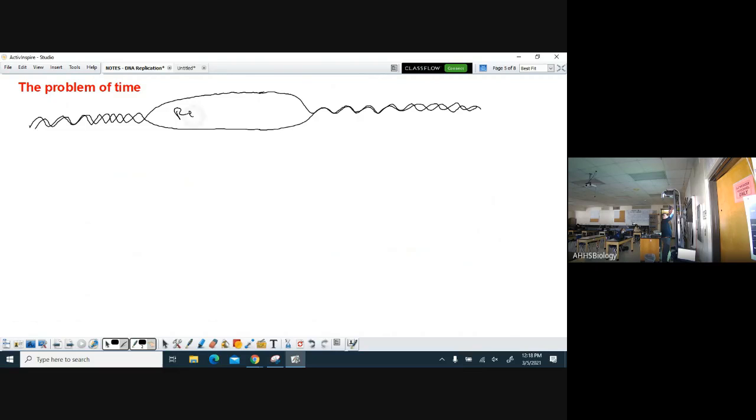We call this the replication bubble. It's getting bigger in that direction, and it's getting bigger in that direction. And we're copying the DNA right here, and we're copying the DNA right here. Okay? So that's how it's actually happening. That's happening with DNA polymerase. But if we think about numbers here, there are roughly this many.